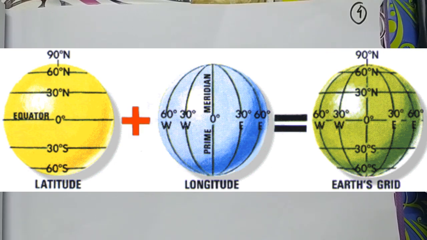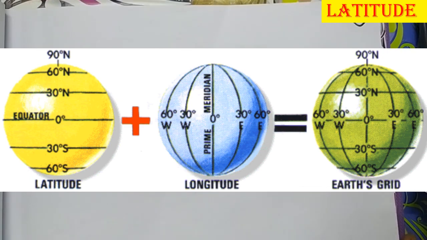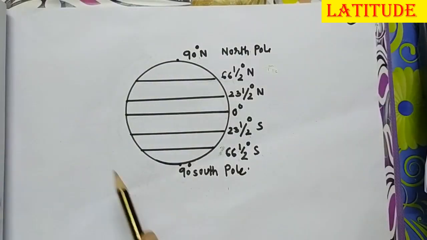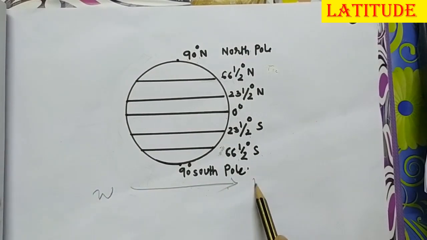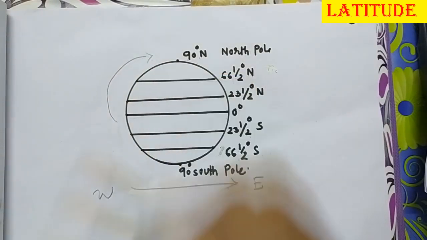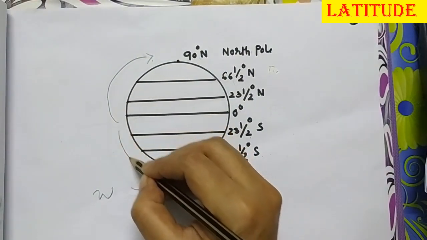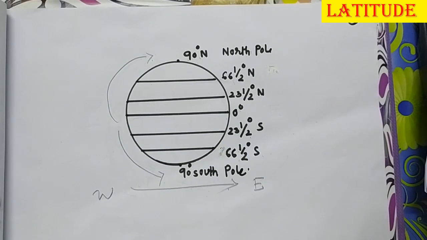So what are latitudes? The horizontal lines that run parallel to the equator are called latitudes, or parallels. Why are they called parallel? Because they are parallel to each other. So lines of latitude run from west to east, always west to east. Other than the equator, there are 180 degrees of latitudes. Thus, there are 181 latitudes in all. 90 degrees are in the northern hemisphere and 90 degrees are in the southern hemisphere.